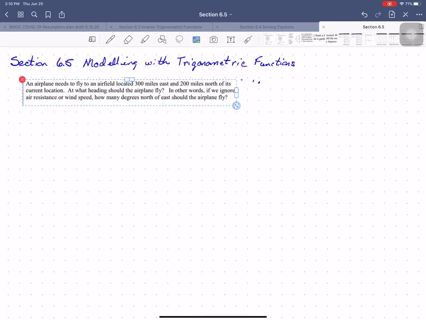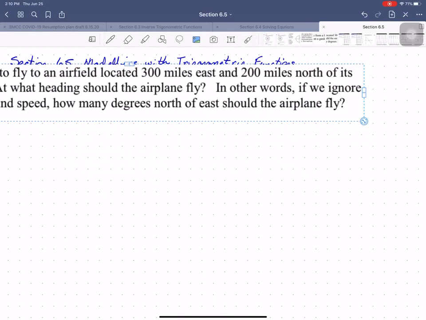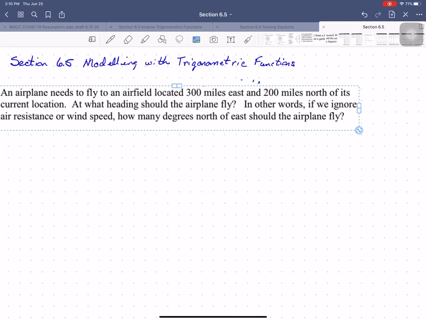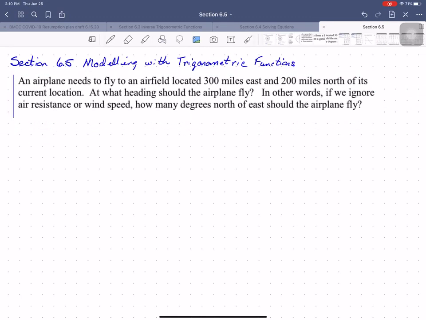So we've got an airplane that needs to fly to an airfield that is located 300 miles east and 200 miles north of its current location. At what heading should the airplane fly? In other words, we're ignoring wind resistance and wind speed, and what we're asking is how many degrees north of east should the airplane fly?